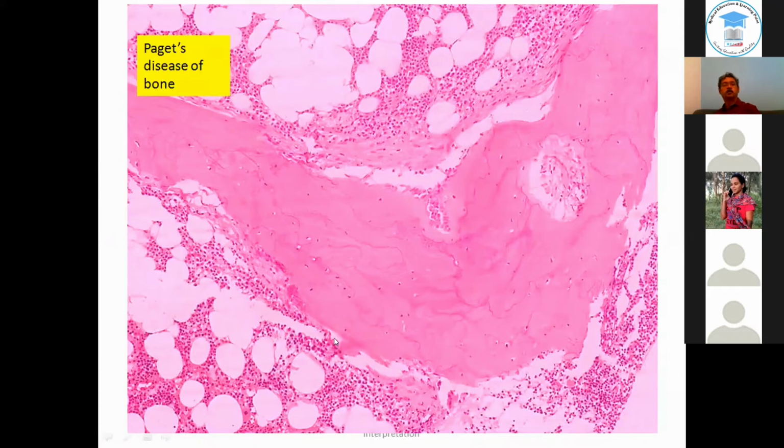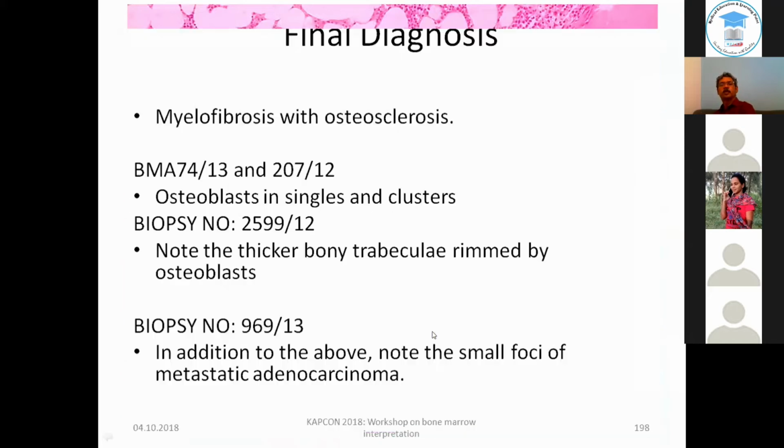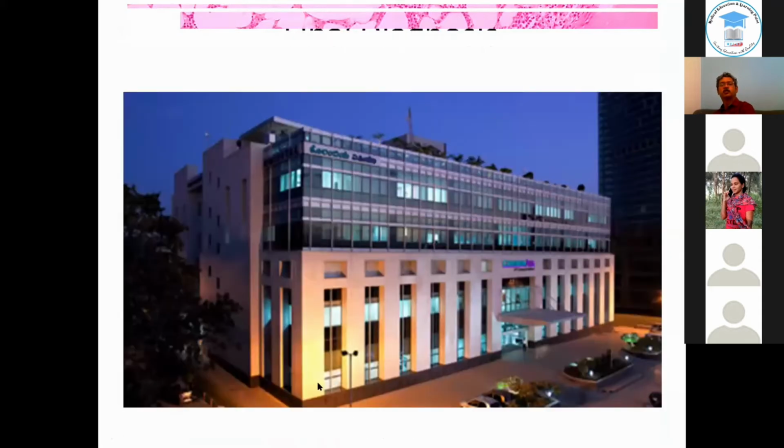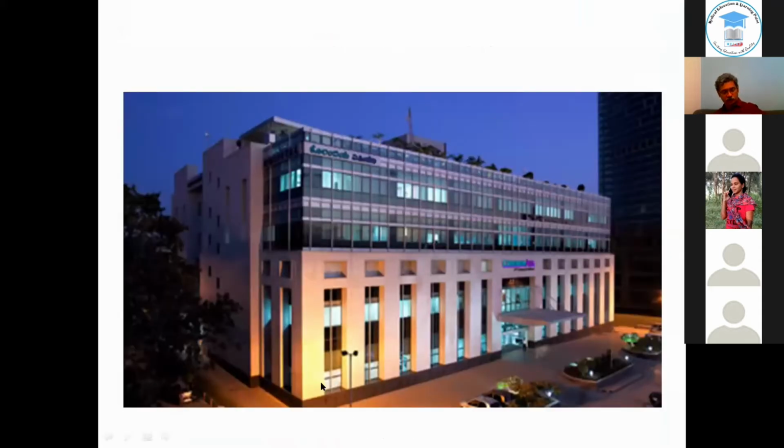I must admit, I saw this many, many years ago, and I remember very little of it. But the fact is, when I saw it then, I was able to make a diagnosis. And if you see a vastly thickened trabecula, you have to think of other diagnoses. So this was our diagnosis, that myelofibrosis or osteosclerosis, and in one of them, look for adenocarcinoma. And that is my hospital, and I've taken up, I think, 40 minutes or so.